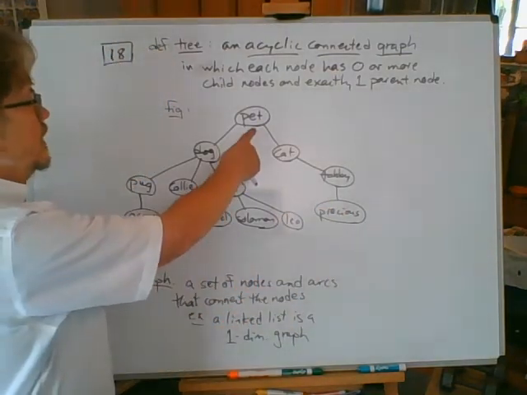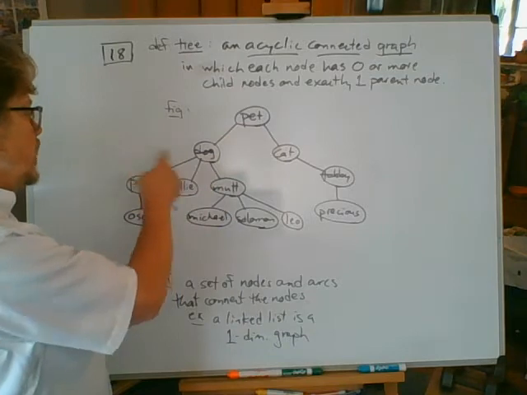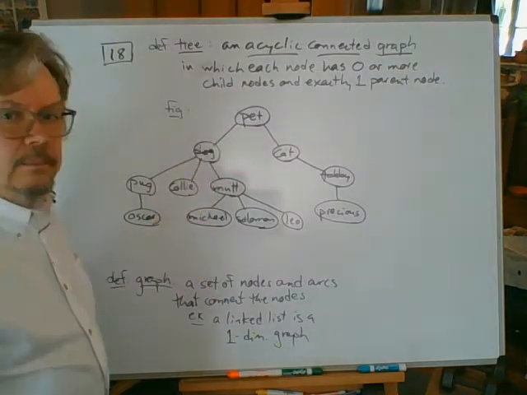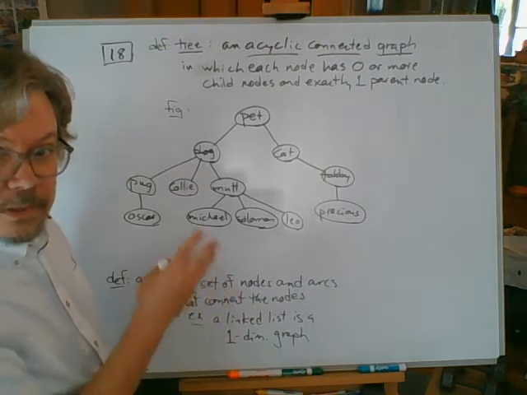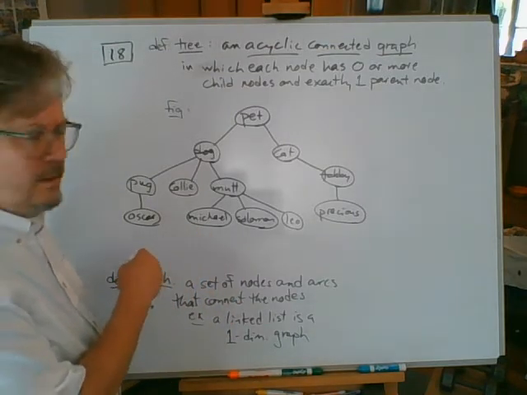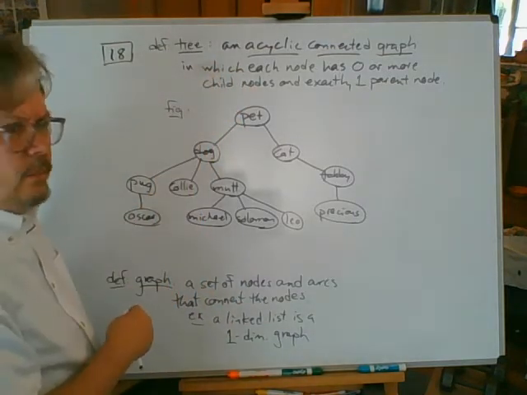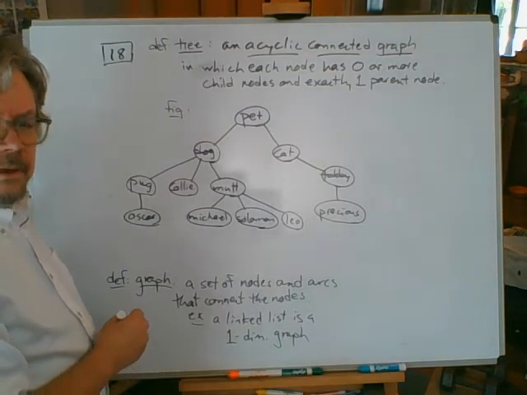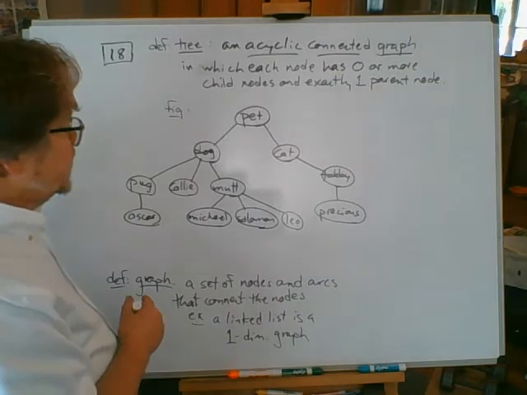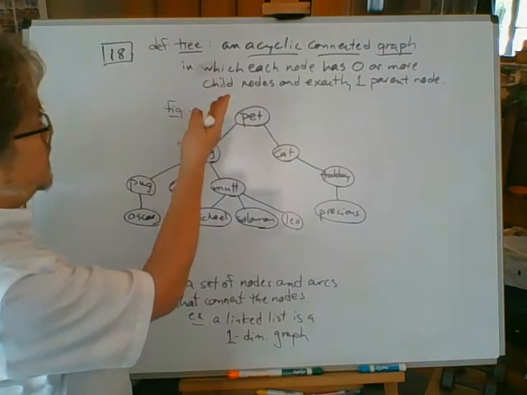There's not any way I can start at pet and go through a bunch of different nodes and then end up back at pet without retracing my steps. Oh, I could recursively, oh, let's not even go there yet. But I could get back to pet if I recursively backtrack. I'm sorry to bring those words back into your foreconsciousness. But there, that's what acyclic means.